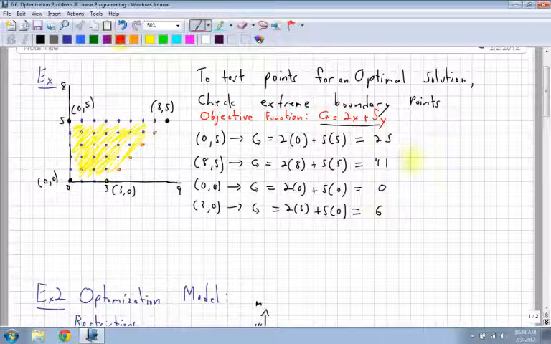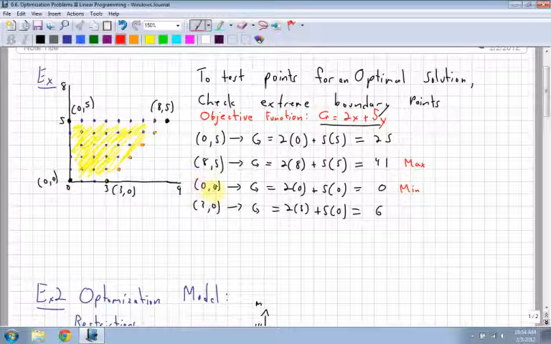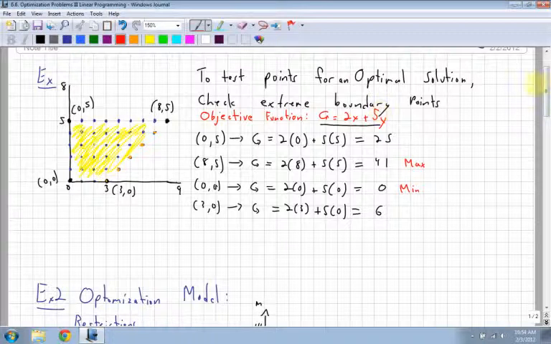Once you finish that, you can tell right away what your maximum and what your minimum points are. So my maximum point occurs when x is 8 and y is 5. My minimum point occurs when x is 0 and y is 0. So that's how to test your boundary points in your objective function.